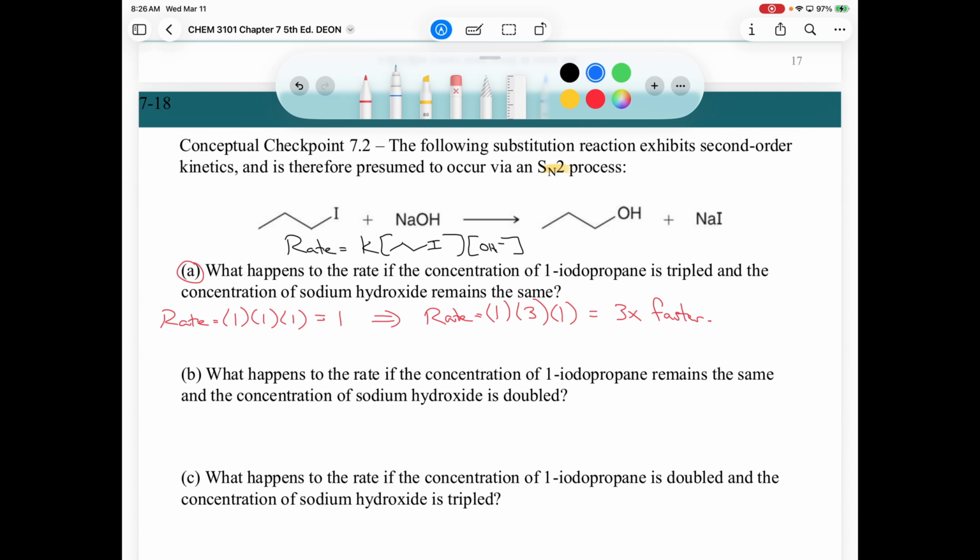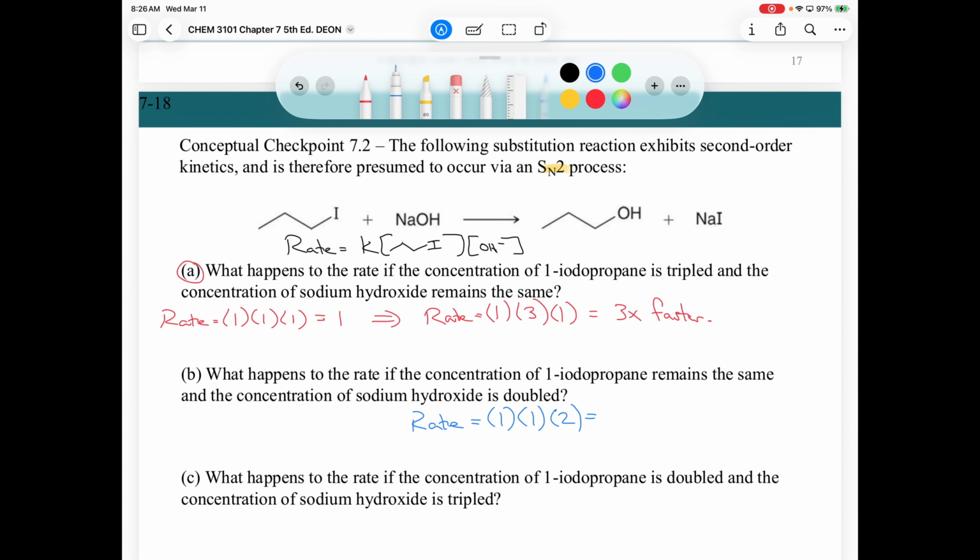In the second one, it says, what happens to the rate if the concentration of 1-iodopropane remains the same and the concentration of the sodium hydroxide is doubled? It would mean the rate is equal to k, 1, times the concentration of our substrate, which is 1, times the concentration of the hydroxide, which is 2. How many times faster will it be this time?